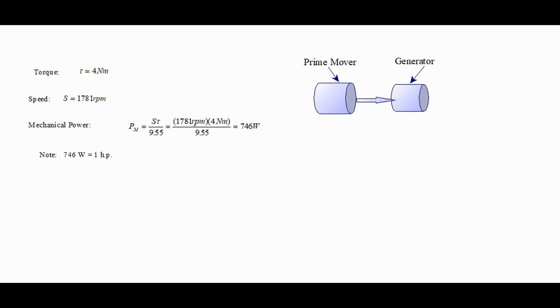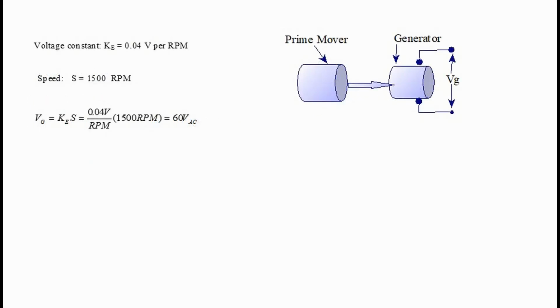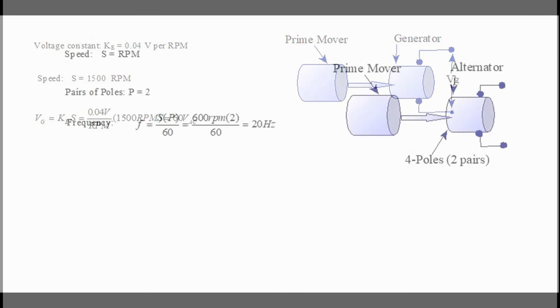Notice that 746 watts equals 1 horsepower. The output of the generator depends on the speed and the voltage constant. The voltage constant is given by the manufacturer, and it relates output voltage to speed in revolutions per minute. In this example, we have calculated the output voltage, and we notice that if the generator is turning faster, then we'll get higher output voltage.